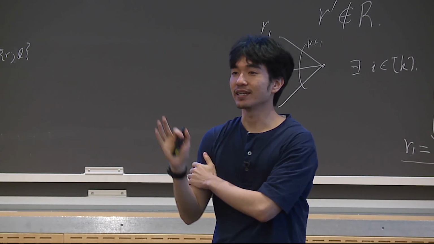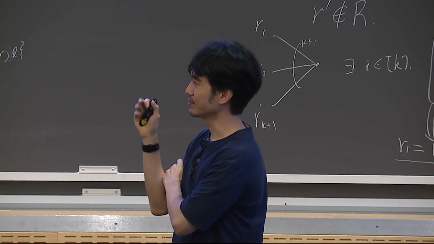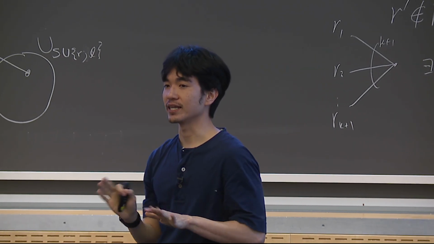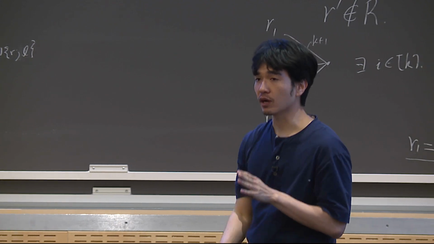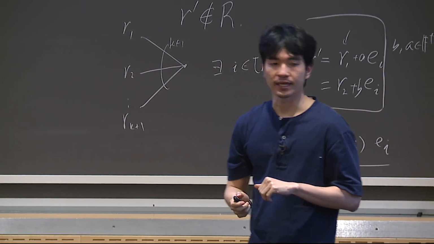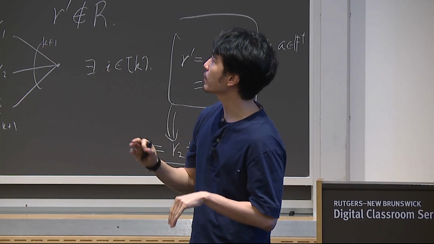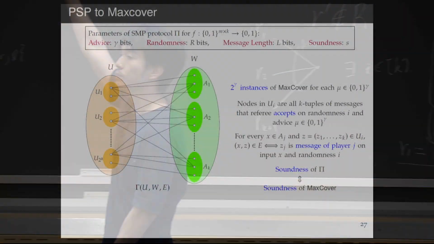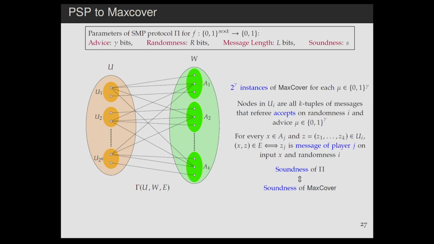There was no advice, sorry. I didn't say it out loud, but the previous protocol was randomized. There was no advice. The only protocol that needs advice is the disjointness protocol, but the other ones don't need it. So there was no advice so far. So 2 to the gamma is the cost you pay for the advice. 2 to the R is the cost you pay for the randomness.